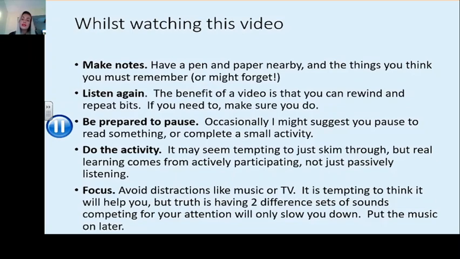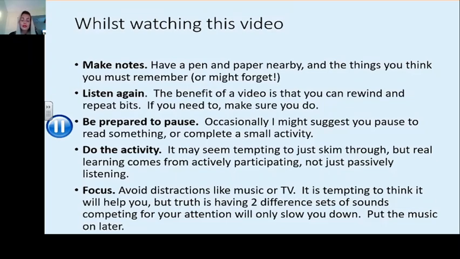Now, the benefit about this being a video is if you get to the end and there are parts of this video you thought, I didn't quite get that, you can repeat the video as many times as you like, okay? So watch it as many times as you like. Now, be prepared to pause because there's lots of activities I actually want you to do on a piece of paper, and I'll be expecting you to pause the video, do the activities, and then the answers will come up so you can check your work, okay? So be ready to pause.